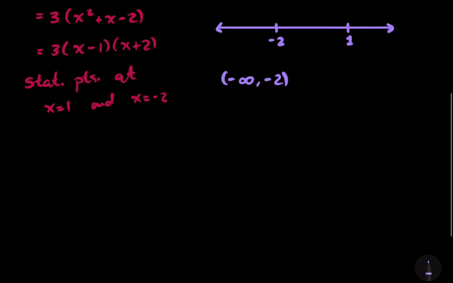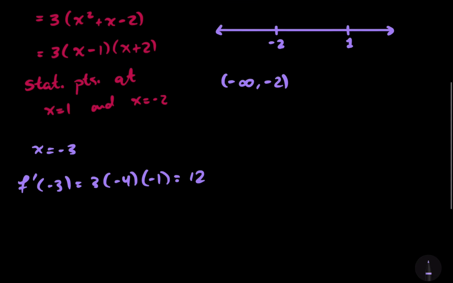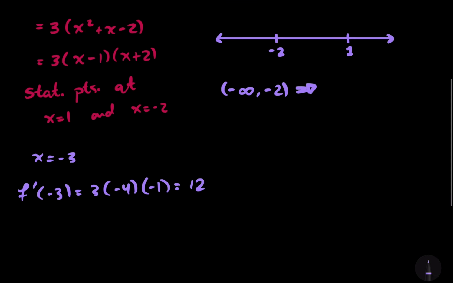And if we input that into f prime of x, so f prime of -3, that's going to be equal to 3 times -3 minus 1, which is -4, times -3 plus 2, which is -1, and this is going to end up being positive 12. So this is going to be a positive number. And so we know that over this interval, f prime of x is going to be greater than 0, right? Because if we pick any point and it's positive within that interval, then we know that it's going to be positive for the entire interval until we reach our endpoint. And so with that in mind, we can tell that our function is going to be increasing over this interval.